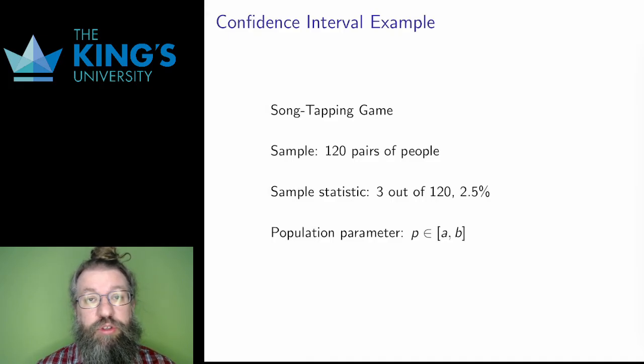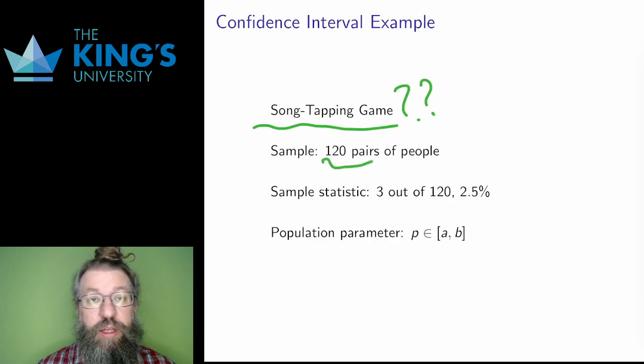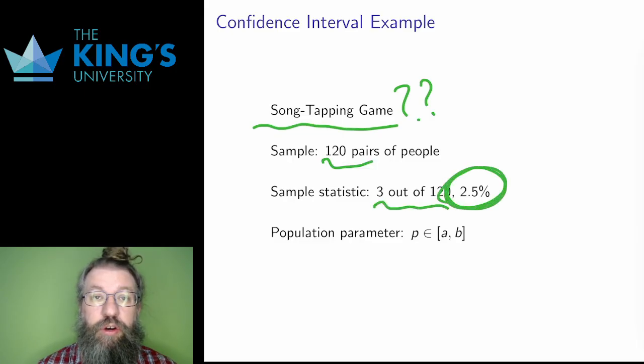Here's an example to try to explain what is going on with confidence intervals. There is a strange game you can play with two people, while one person taps out the rhythm of a well-known song, and the other tries to guess the song only by the rhythm. This turns out to be harder than most people think. A certain study did this with 120 pairs of people. Only 3 of the 120 pairs actually had someone guess the song. This is our sample statistic, a 2.5% success rate. The sample statistic here is just a single percentage, unlike the percentage difference in the previous video.